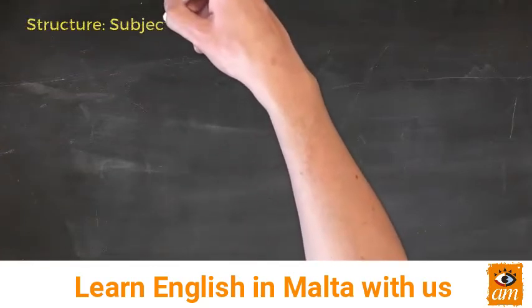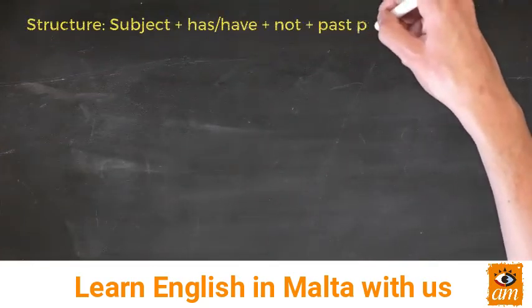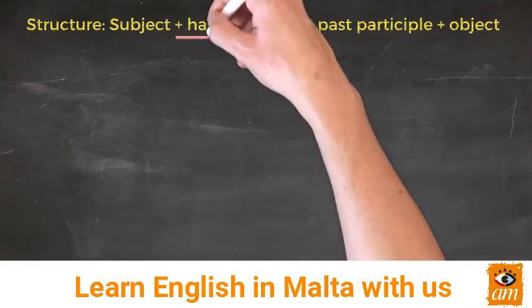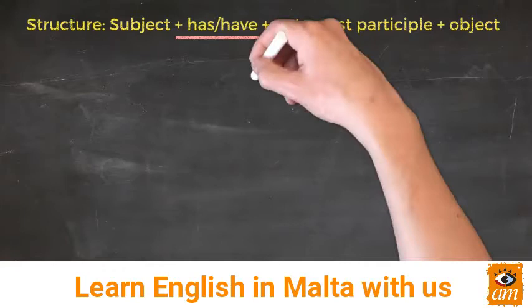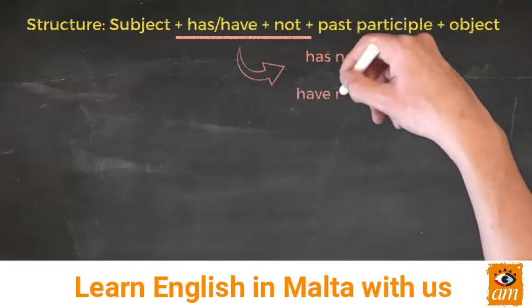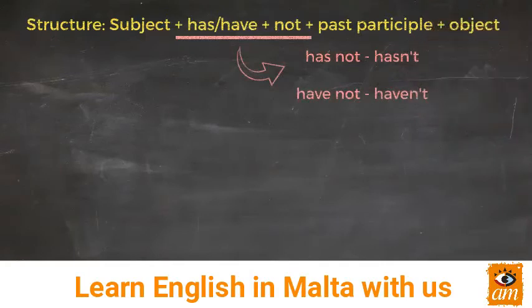Now, the structure is subject plus has or have plus not plus past participle plus object. Now, when it comes to the negative, has not can become hasn't, and have not can become haven't.